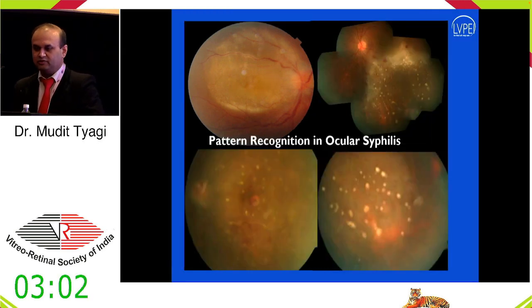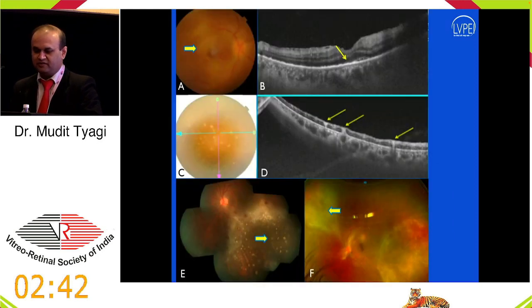That brings us to the second point, pattern recognition in ocular syphilis. This is what we already spoke about, this placoid choroiditis. Also remember these patterns: a ground glass sort of retinitis with a central clearing, and these multiple small miliary lesions. Now these again are very characteristic of syphilis. So if you see these, keep syphilis as one of your differential diagnoses and investigate appropriately.